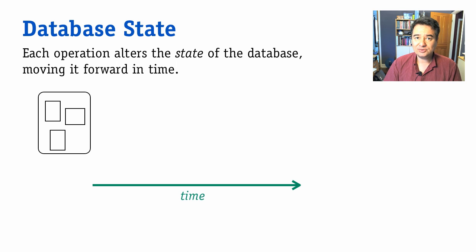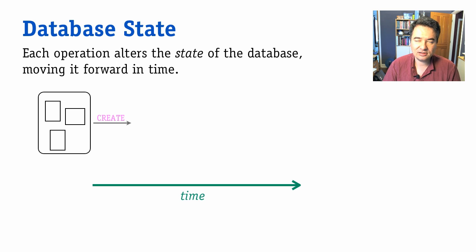Before we get into how to use transactions, I'm going to talk to you about database state. I want you to think about a database, which I represent here as a rectangle with a bunch of other smaller rectangles in it. The smaller rectangles represent the tables within a database. I want you to think about each operation that you do on the database as altering the state of the database, moving it forward in time.